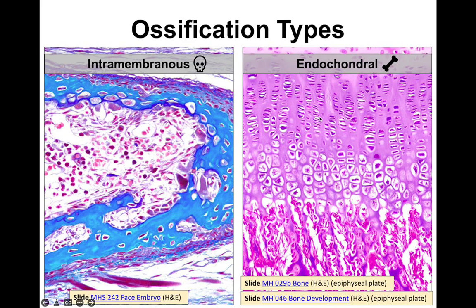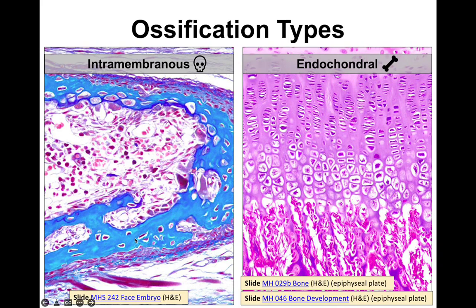But when we see endochondral ossification, bone is formed from cartilage. So first we will have a cartilage model, and that cartilage model will be changed into a bone. So most of the bones in our body are formed by endochondral ossification. The long bones in the limbs, the vertebrae, the pelvis, the base of our skull. Most of the bones are formed by endochondral ossification.